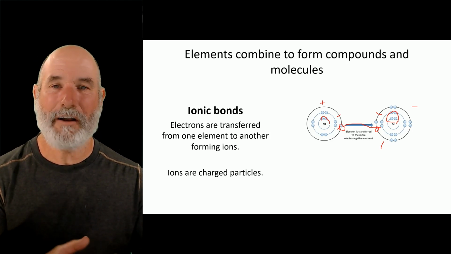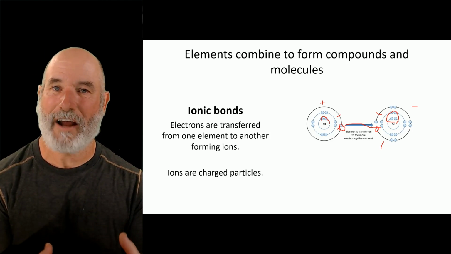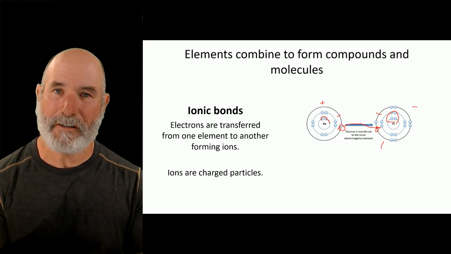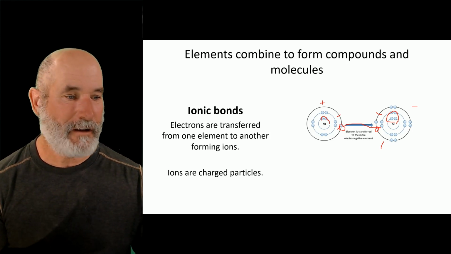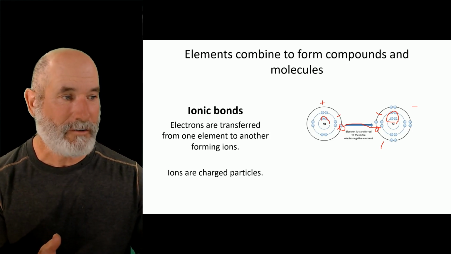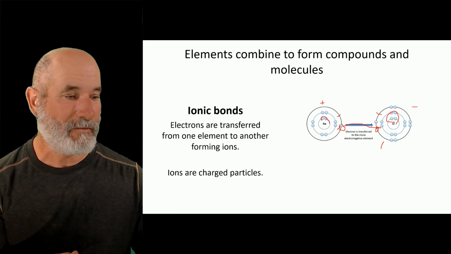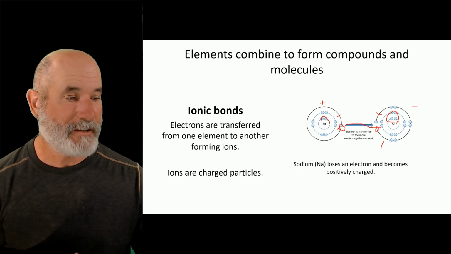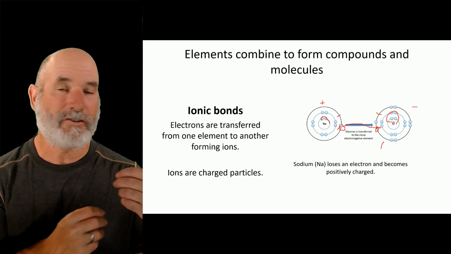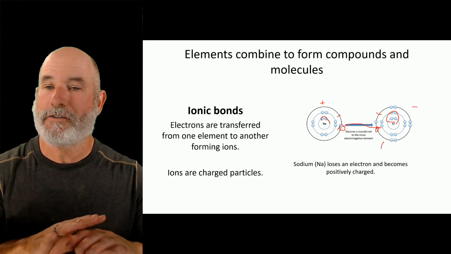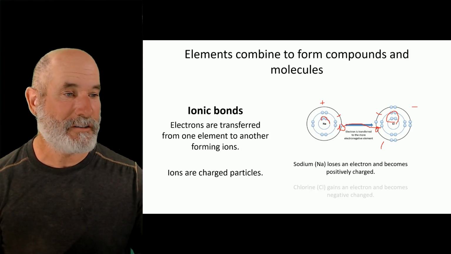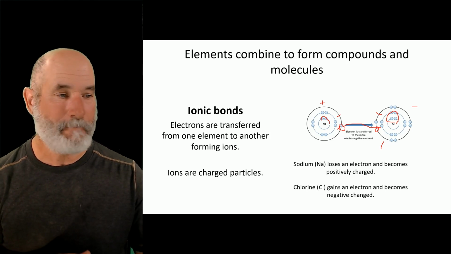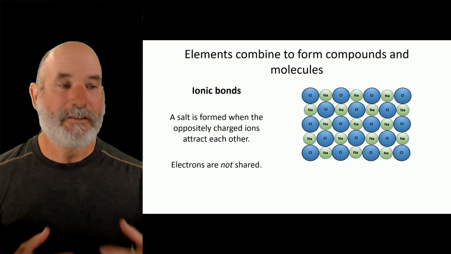That's an ionic bond. It's just an electrostatic attraction between oppositely charged ions. The ions are charged particles. They're charged now that they have lost or gained an electron, right? Okay, so that's important. There's a transfer of electrons. There's no sharing of electrons in an ionic bond. No sharing of electrons. So we get a salt.